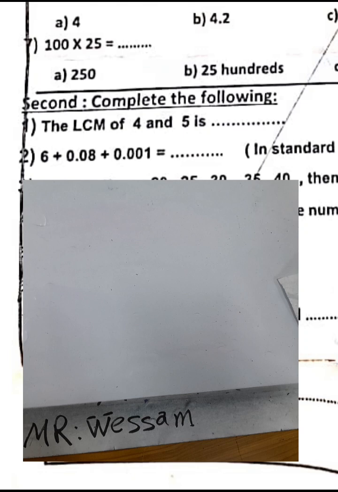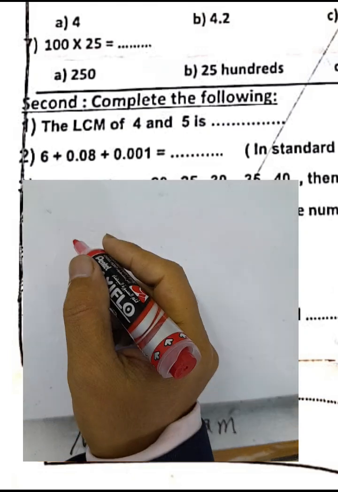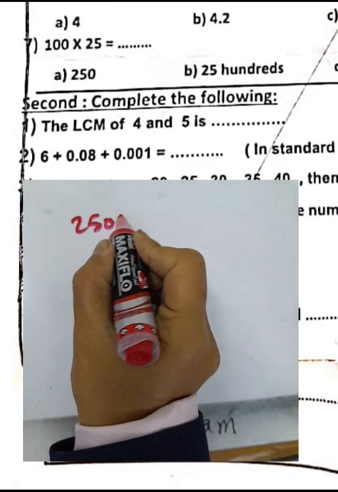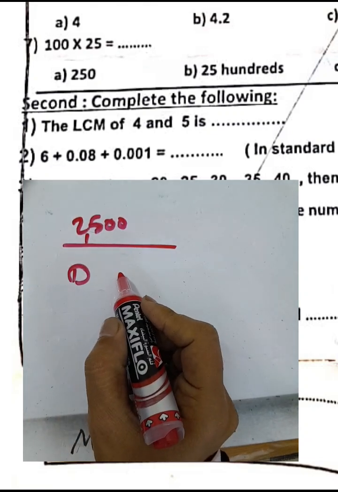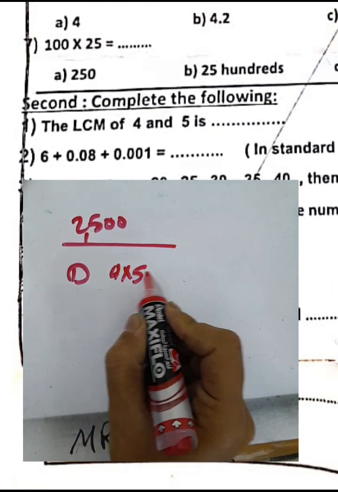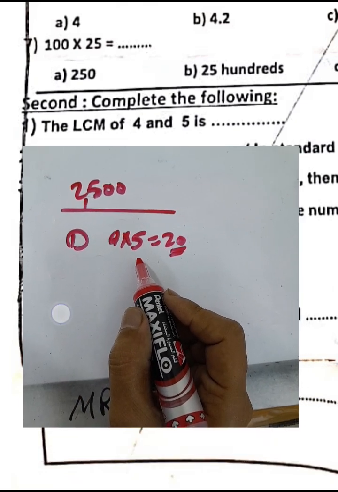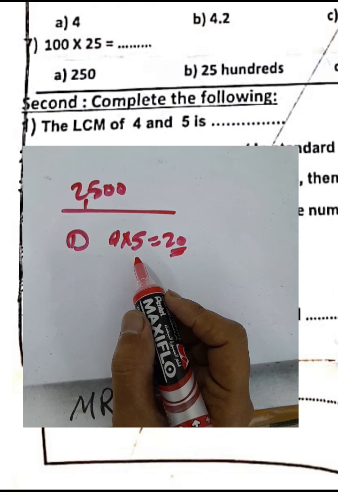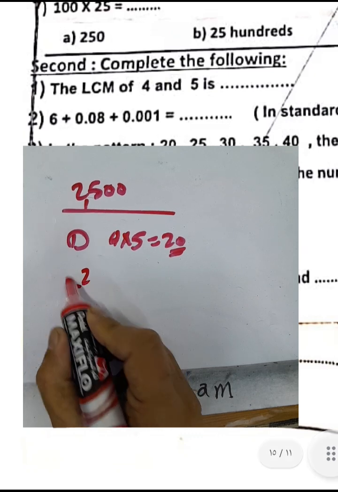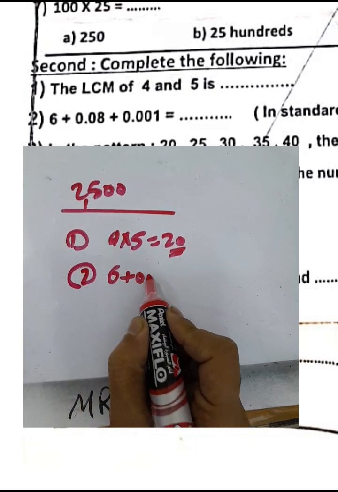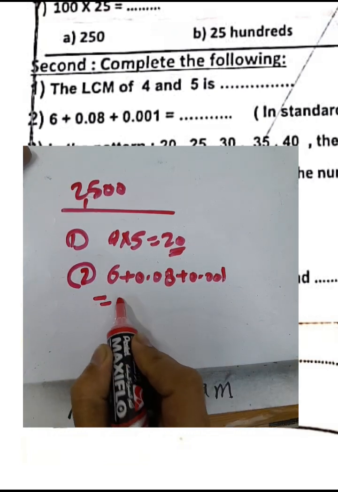Example, 25 times 100 will be 2500. Second question, we want to find the least common multiple of 4 and 5. It will be 4 times 5, which is 20. The least common multiple of 4 and 5 is 20, because 4 and 5 are called relatively prime numbers.